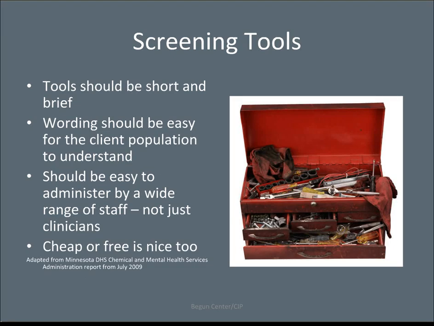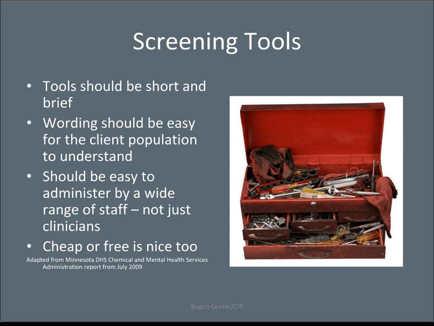The tools themselves should be short and brief. Sometimes when I say short and brief, it seems overlapping and unnecessary, but I think they can be kept separate. Nice short screeners are great, and if they can be done very briefly, in a matter of just a couple of minutes, that's even better, as long as they measure what we need them to measure. Wording should be easy for the client population to understand.